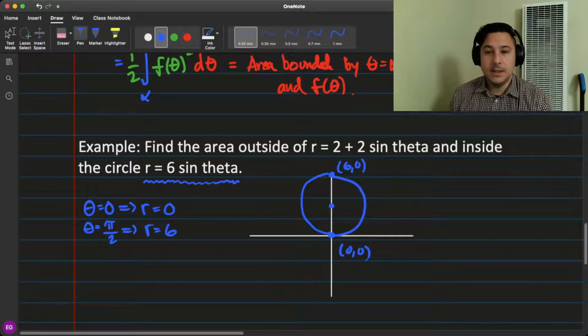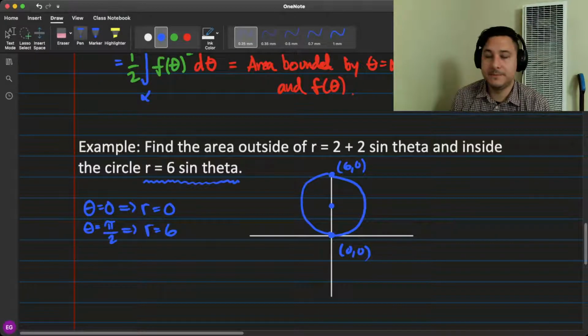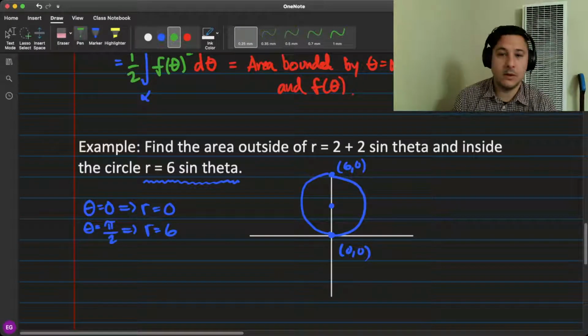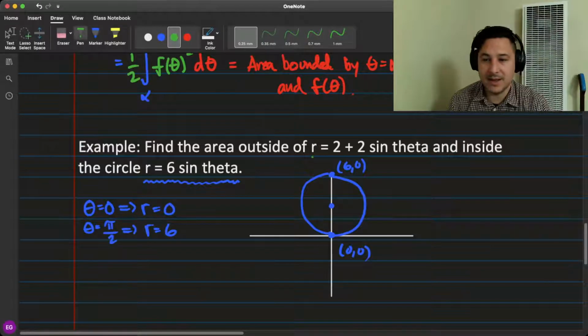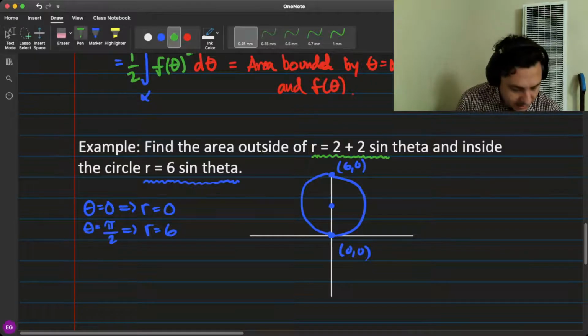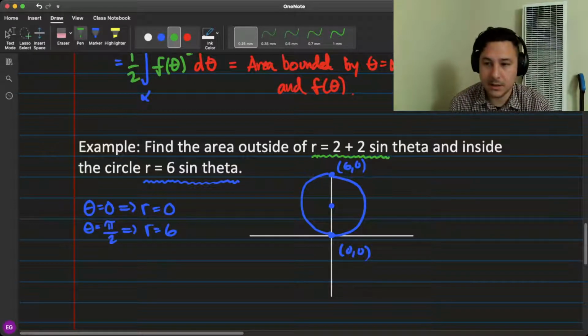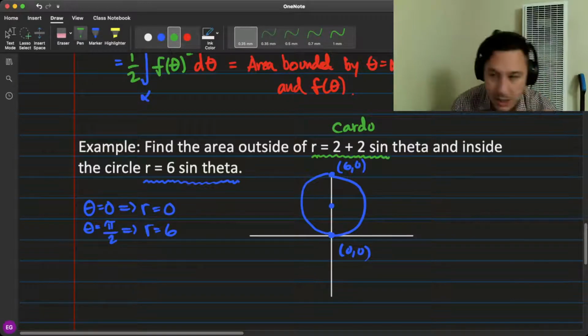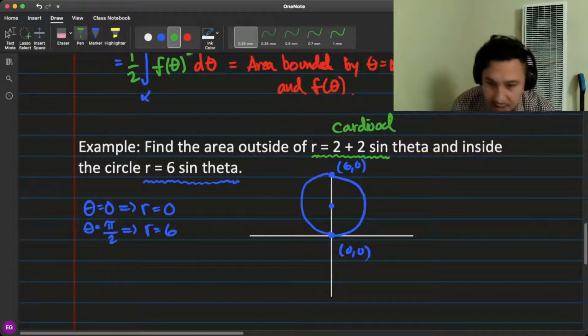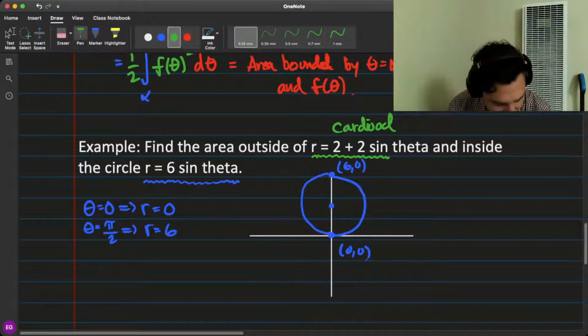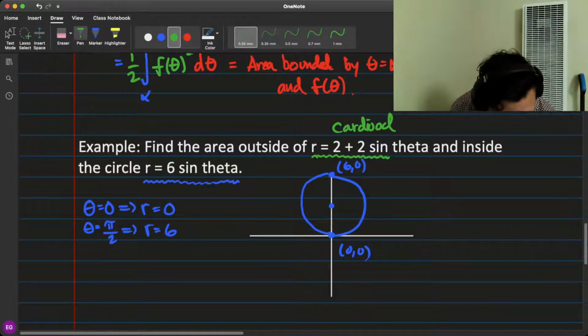Okay. So how would you graph the other one? I would just recommend you go to Wolfram and graph it, or do what I'm doing here, just start plugging in numbers. This thing has a weird shape. It's called a cardioid, so named because it looks sort of like a heart. If you were to graph it, it looks sort of like this.